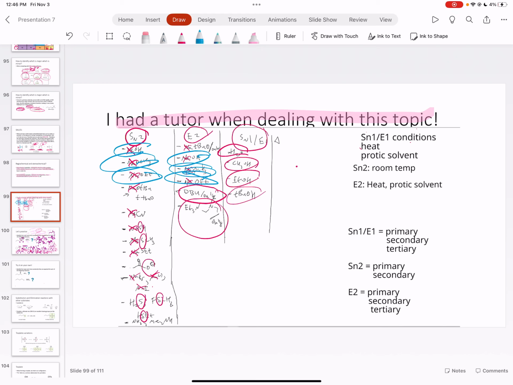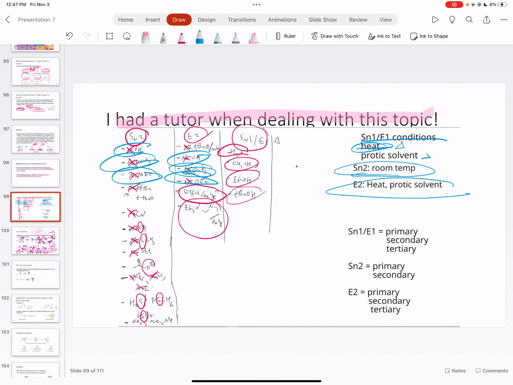Some other things to consider is that SN1 and E1 can happen in heat. Heat is normally shown as a triangle, or it says heat under the arrow. SN2 happens at room temperature, and E2 can happen in heat as well. So technically SN2 reactions are different from the other reactions: SN2 happens at room temperature whereas everything else happens in heat. Everything else can happen on a tertiary, except SN2.